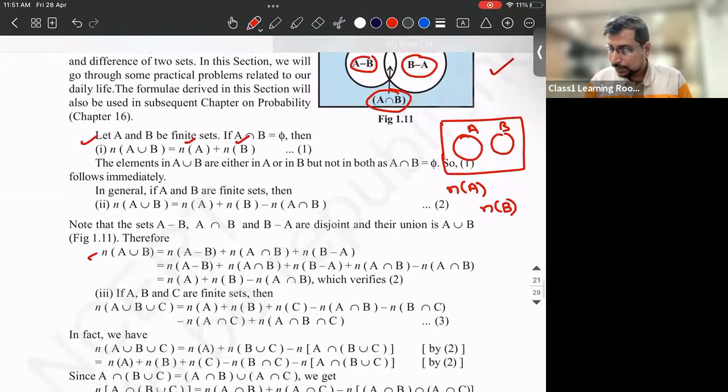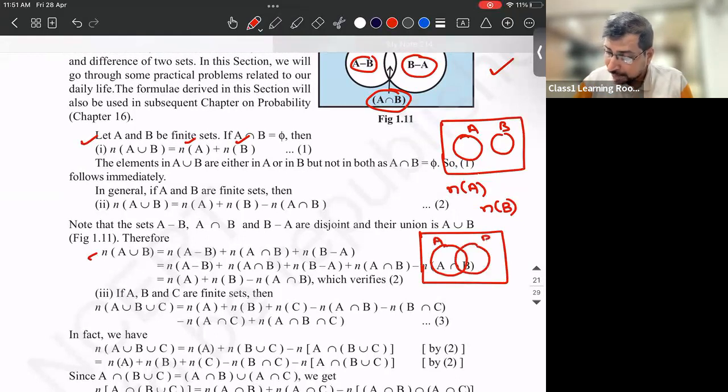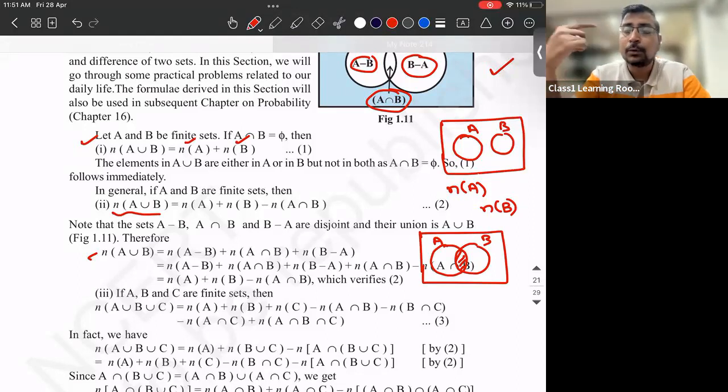Suppose they existed in this way, if this is A and this is B, you have A intersection B. Then what will be the number of elements in A union B? It will be the number of elements in A plus the number of elements in B. But when you write n of A plus n of B, you are counting the elements in A intersection B twice. So what are we supposed to do? We need to remove it once. I hope you are able to understand.